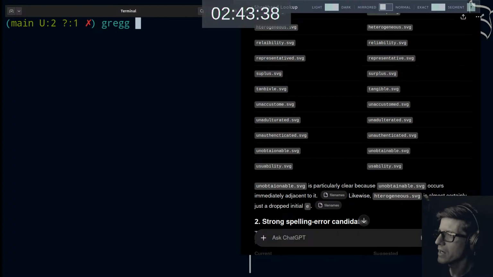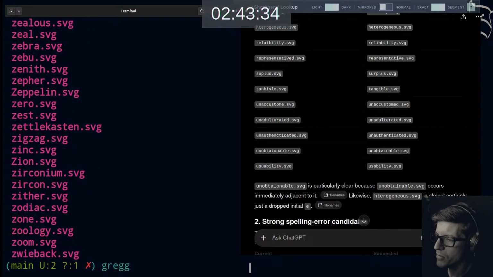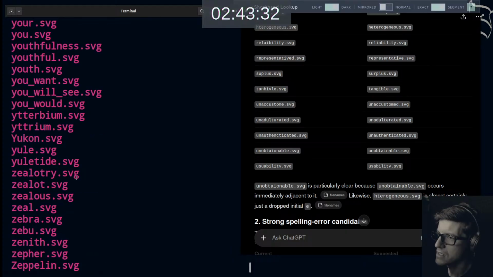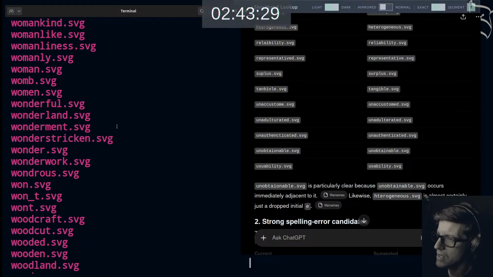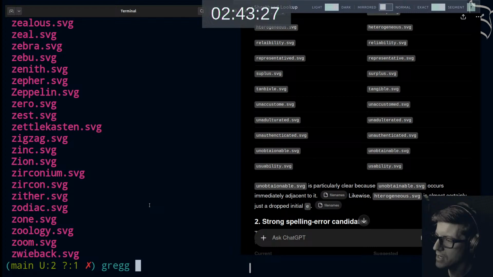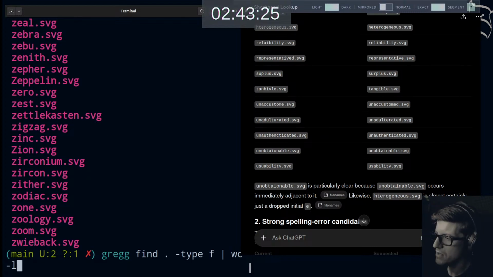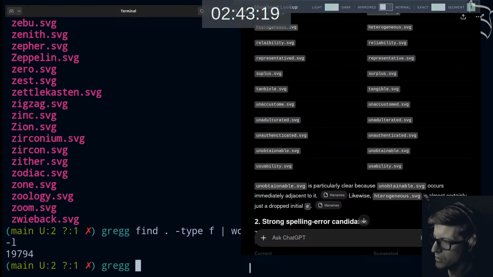Oh, I'm in Gregg, that's why. So I'm already in the media file, okay? You remember if I do ls, this lists every single one of the files that are currently in the directory, okay? And then we did the little command here where we typed find, type f, and then wc -l, okay? And 19,794 file names, okay?